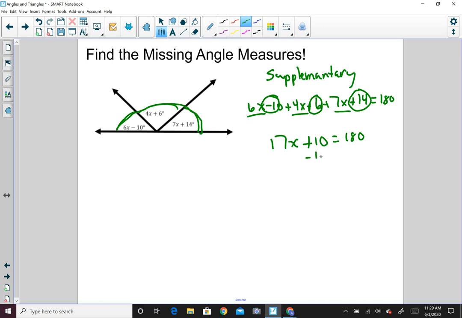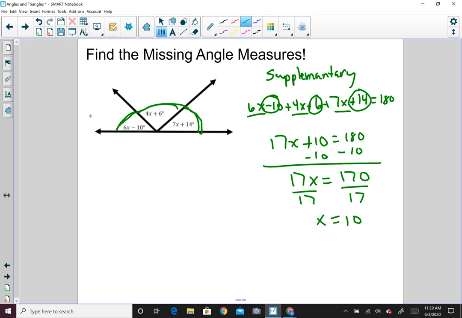Now I'm going to solve. Minus 10 from both sides. We subtract that 10 from both sides. So 17x equals 170. Divide both sides by the coefficient, 17. So x is 10. Put it back in.